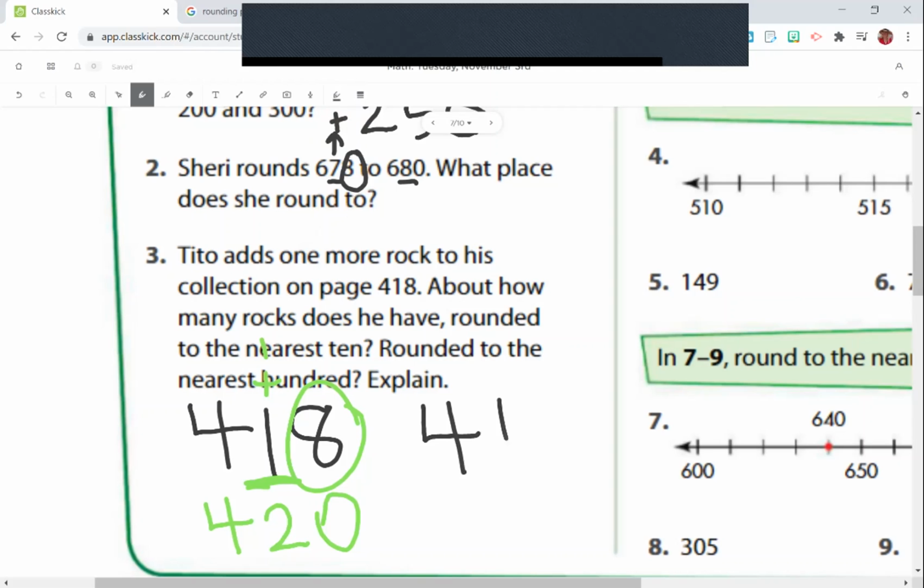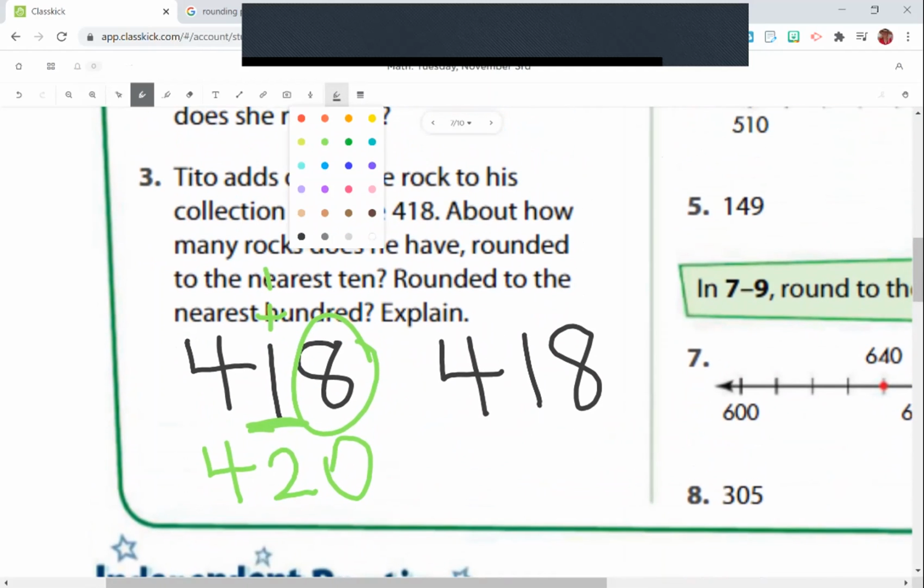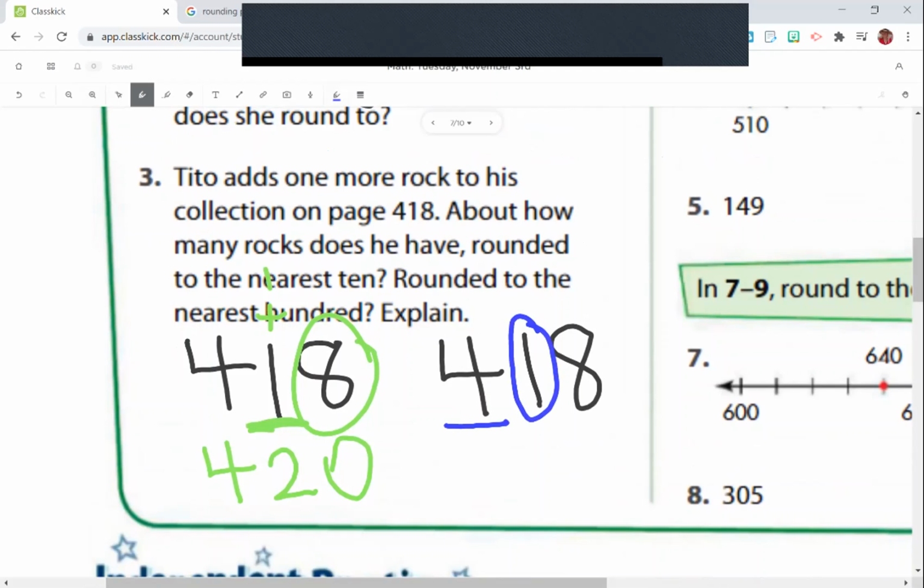Make sure you are writing this out along with me. Rounded to the nearest 100, I'll find the place, the hundreds place, and look next door. If the next door neighbor is 4 and below, I'm going to let it go. If it's 5 and above, I'll add 1 more. It is below 5, so that means I'm going to let it go.